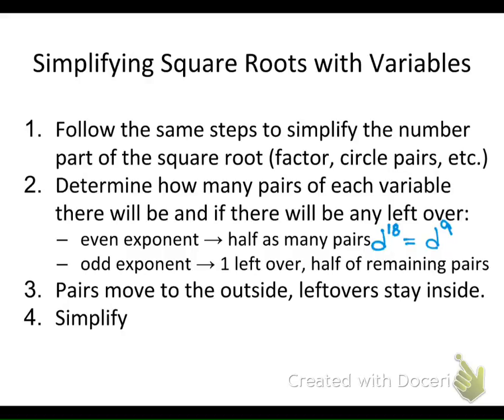Now let's say that I have an odd exponent. I'm going to write this underneath here in red. Let's say I had d to the 19th. 19 is considered what type of number? Odd. So you're going to think, how many pairs can we get from 19? How many times can 2 go into 19 evenly? 9. If I put d to the 9th, that only gets me to 18, right? So how many will I have left over? One left over, and that stays on the inside.